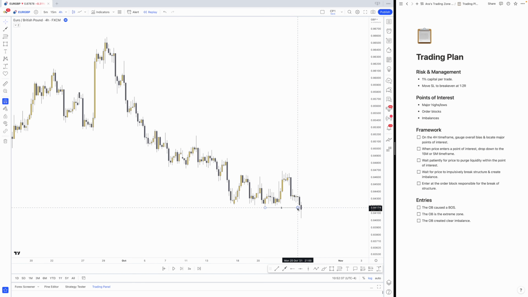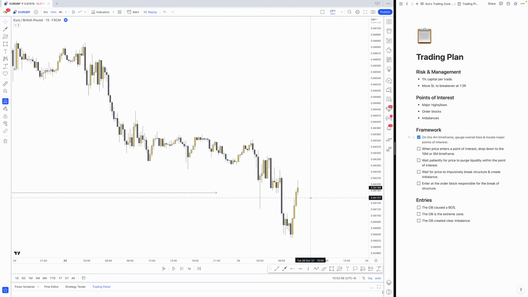But in order to understand that, we need to drop down to a lower time frame to see if we have any bullish structural changes to confirm our bias. So let's check our first step off the list, because we've gauged the overall directional bias on the higher time frame and located a major point of interest being this major low right here.